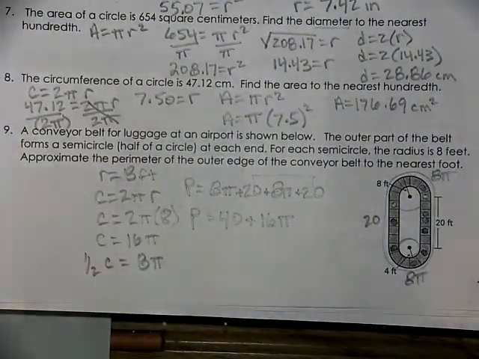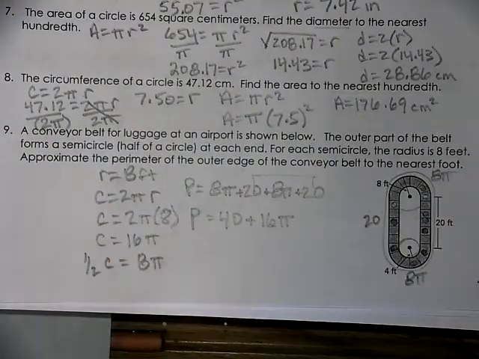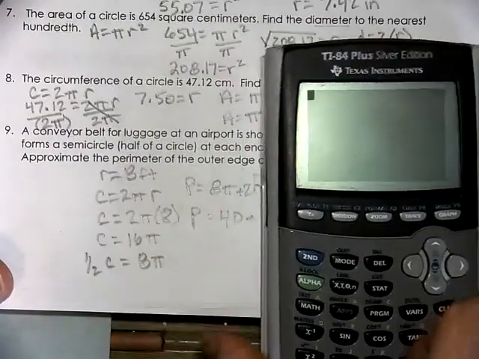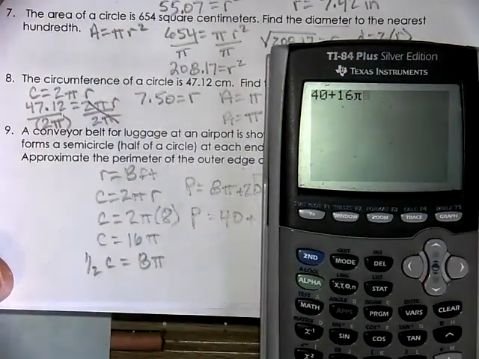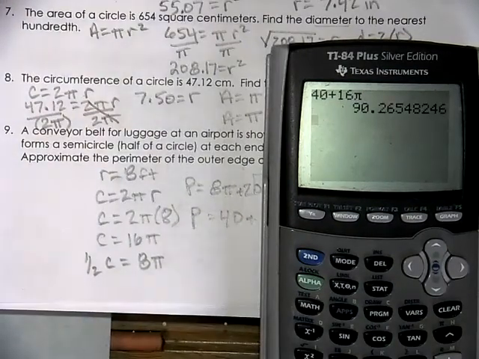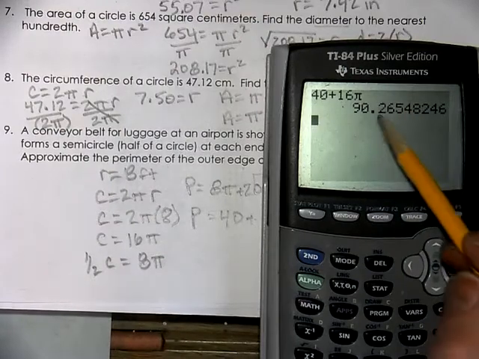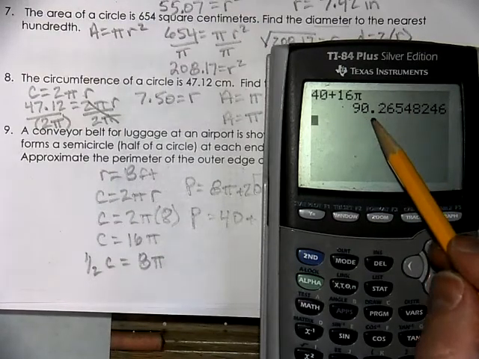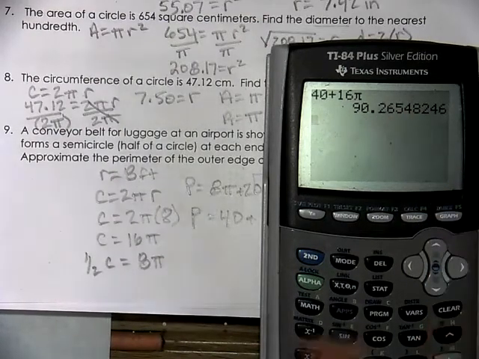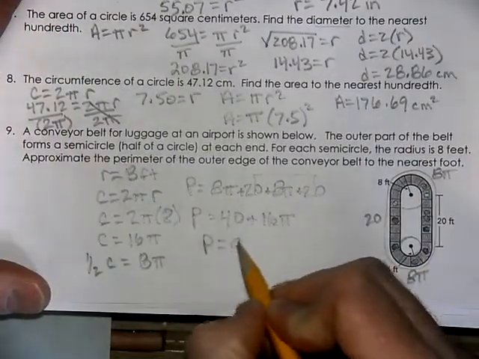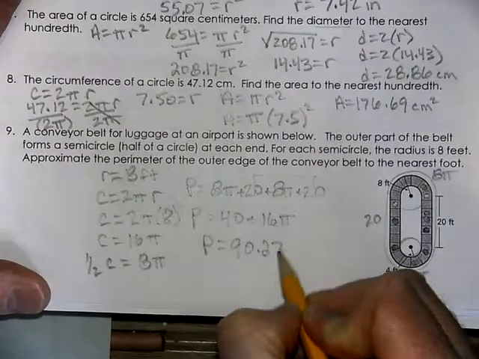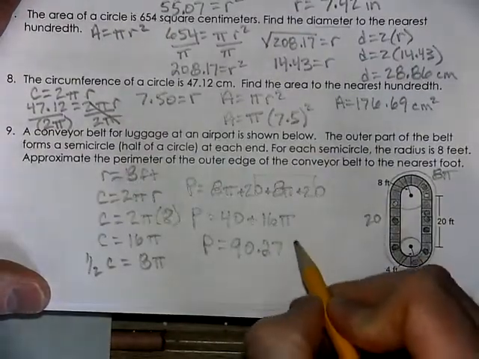That's the best we could do for an exact answer. You cannot add the 40 and the 16 together. But we could say 40 plus 16 pi with your calculator, and that'll come up to be 90.27. And these units are all in feet.